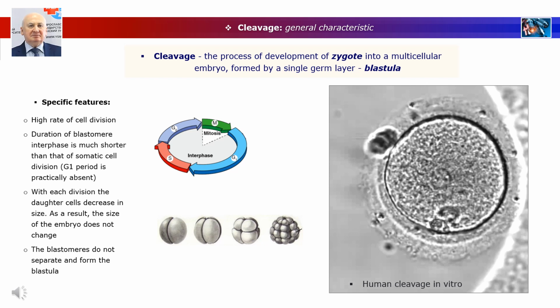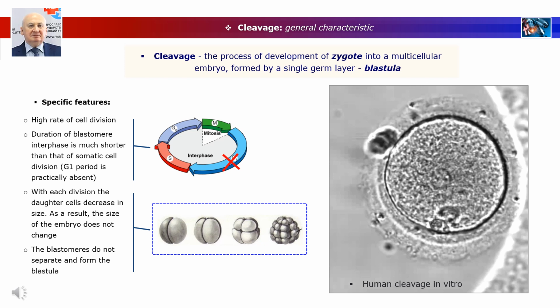Cleavage is the second stage of embryogenesis. Cleavage presents a series of repeated mitotic divisions of the zygote and its daughter cells, which are blastomeres or cleavage cells. This process has a number of specific features. Cleavage is characterized by a high rate of division because the duration of blastomere interphase is much shorter than that of somatic cell division. The G1 period, during which the cell grows back to maternal size after mitosis, is practically absent. So with each division, the daughter cells decrease in size. As a result, the size of the embryo does not change during cleavage.